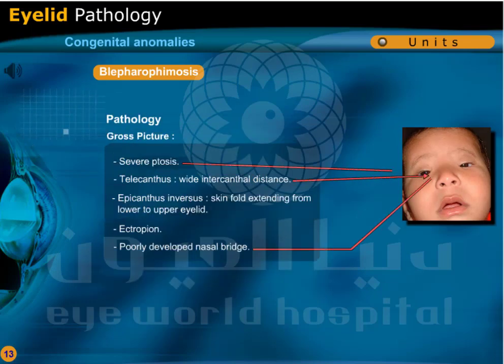In blepharophimosis, there is severe ptosis, telecanthus or wide intercanthal distance, epicanthus inversus or skin fold extending from lower to upper eyelid, ectropion, and poorly developed nasal bridge.